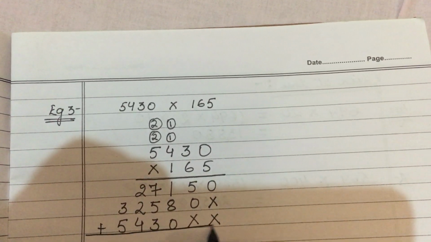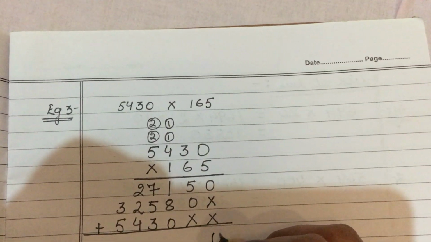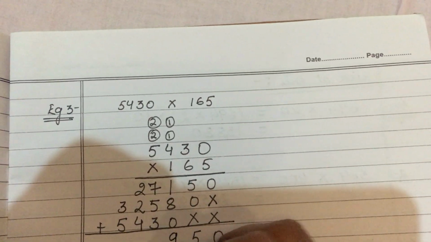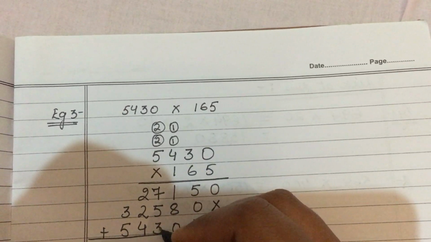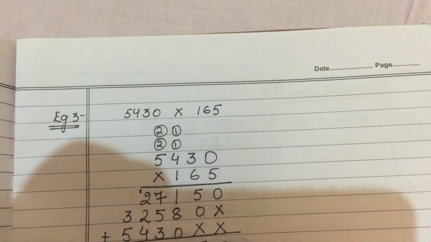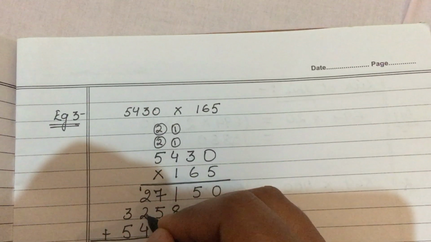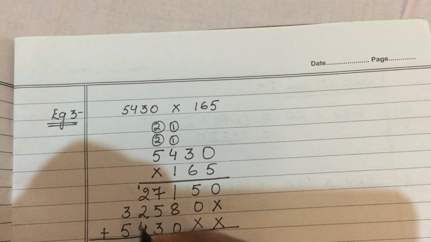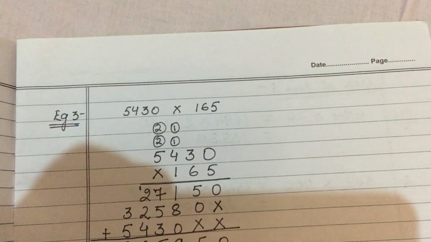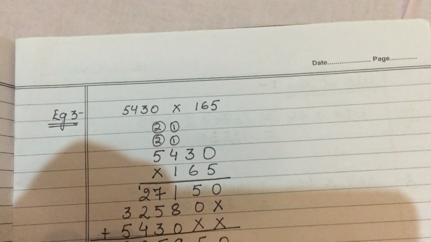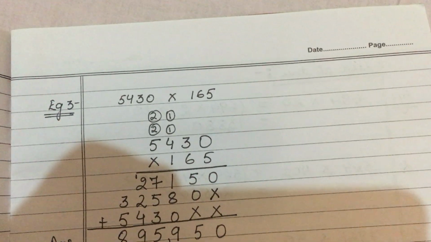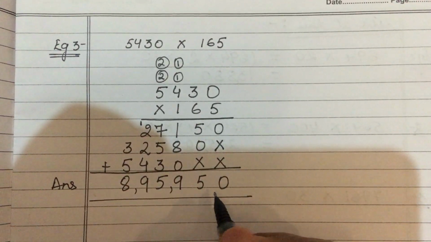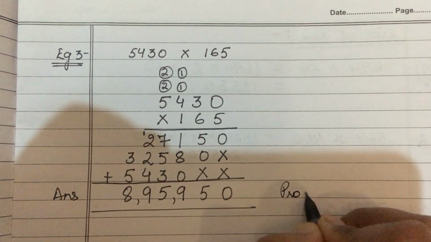Very good. Let's add it. 0, 5 plus 0 is 5, 1 plus 8 is 9, 7 plus 3 is 10, plus 5 is 15, then 2 to 4, 4 plus 4 is 8 and 1 is 9, 5 plus 3 or 3 plus 5 is 8. So the answer here is, children, 895,950. So as you all can see, this is the product.